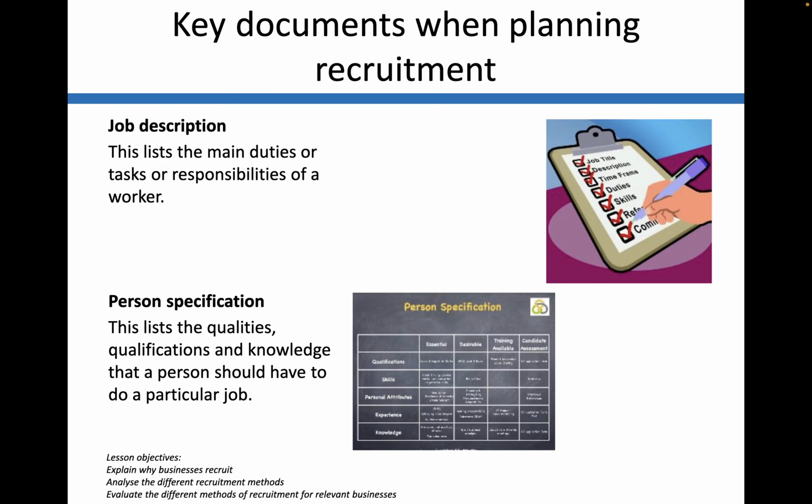A person specification, or person spec, is listing the qualities, qualifications and knowledge that a person should have for that job. So for example, if you were wanting to be a doctor, there would be specific qualifications that you would need to have that would be listed on the person specification, and you wouldn't be able to apply for that job unless you had those qualifications. Some businesses will request that you have a degree or whatever it might be. So it's just lists of things that you must have before you can apply for this job.